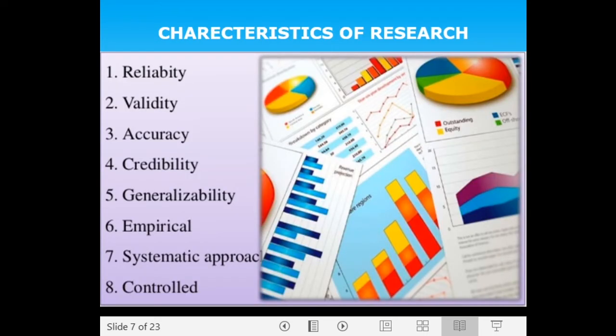These are the common characteristics of research: reliability, validity, accuracy, credibility, generalizability, empirical, systematic approach, and controlled. Your research should be reliable. That means it should be trustworthy. When someone cross-checks your facts, they should be true. You should not report that the Central University of Punjab Library has more than 200 staff unless it is true. Whatever is true, you should report. That reliability should be there.